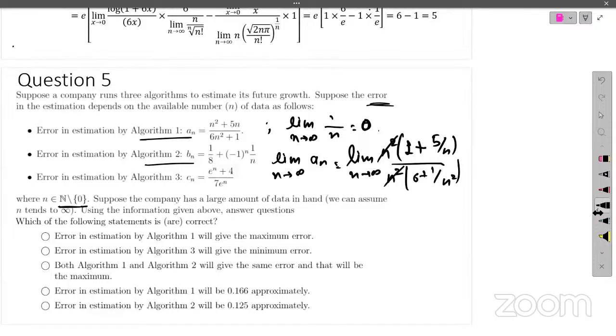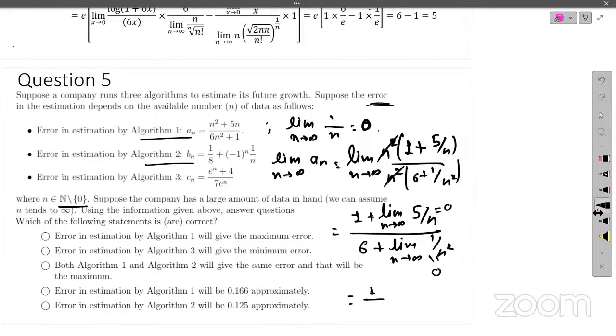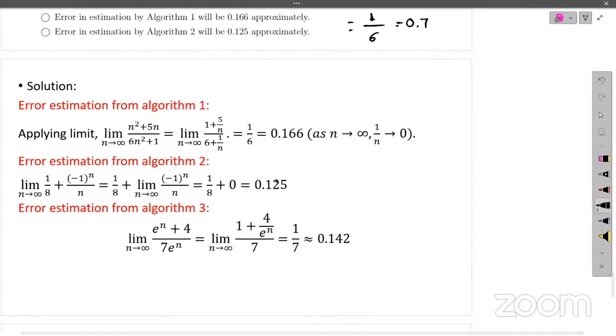And now we can distribute our limit over these two brackets. So it will become (1 plus limit n goes to infinity of 5 by n) upon (6 plus limit n goes to infinity of 1 by n square). This limit becomes 0, this limit also becomes 0. So the answer will be 1 by 6, right? We can convert it into decimal places, so it will become 0.16, 0.166. So that's how we solve for the error estimation for algorithm 1.